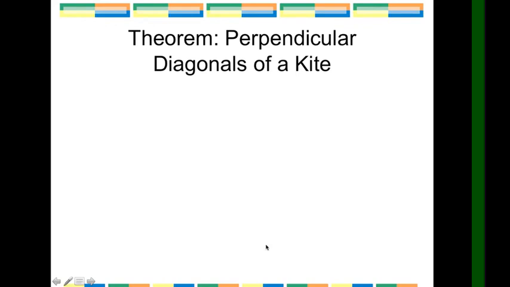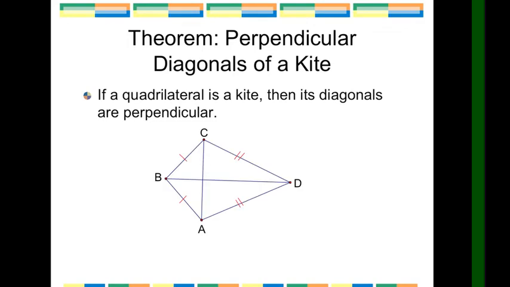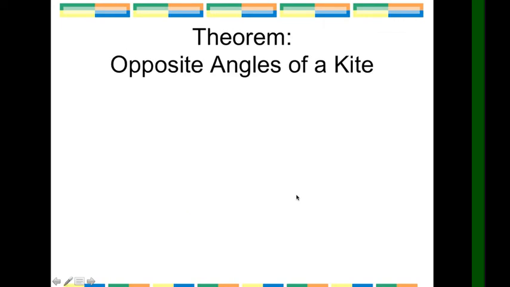So theorem for perpendicular diagonals of a kite. If a quadrilateral is a kite, then its diagonals are perpendicular. They form 90 degrees, a total of 360 degrees. Ayan. Yan yung kanilang ano, parang cross yung kanilang diagonals. So line segment AC is perpendicular to line segment BD.